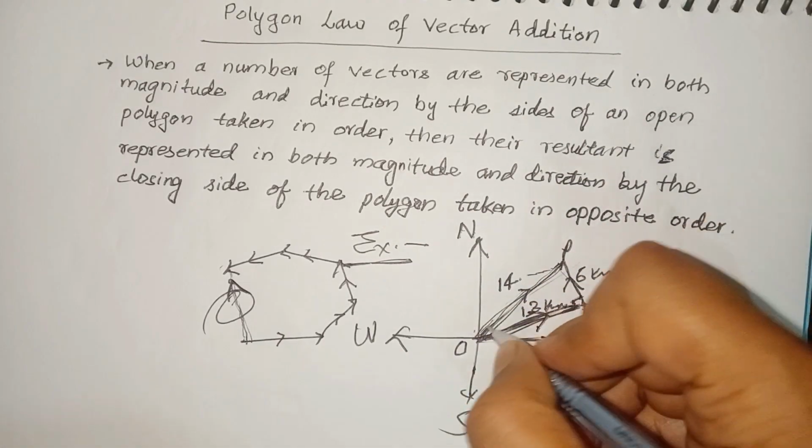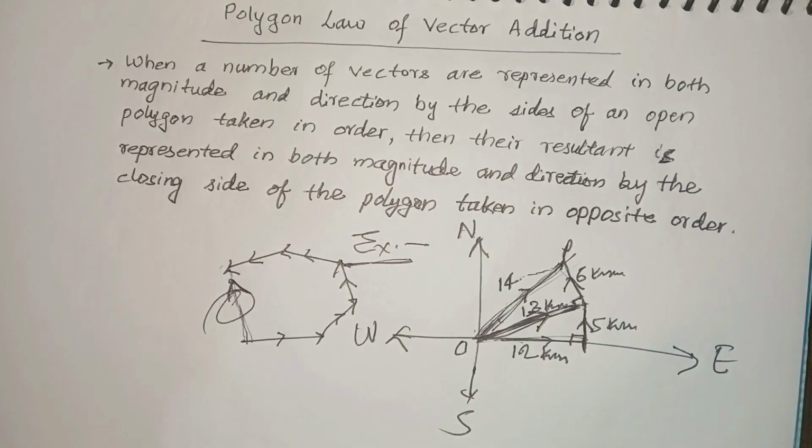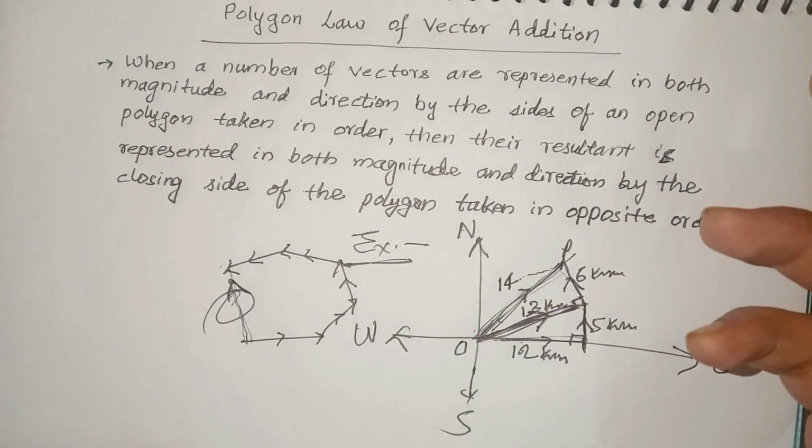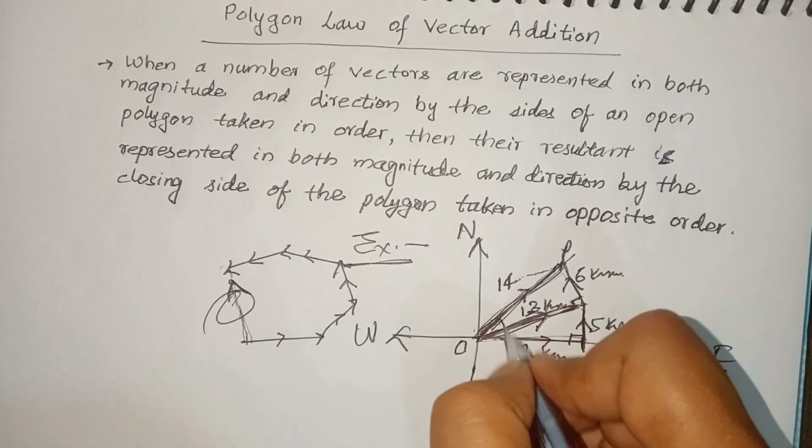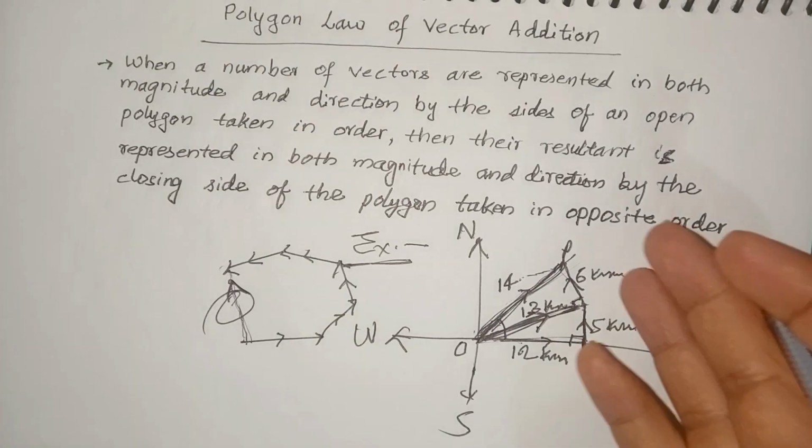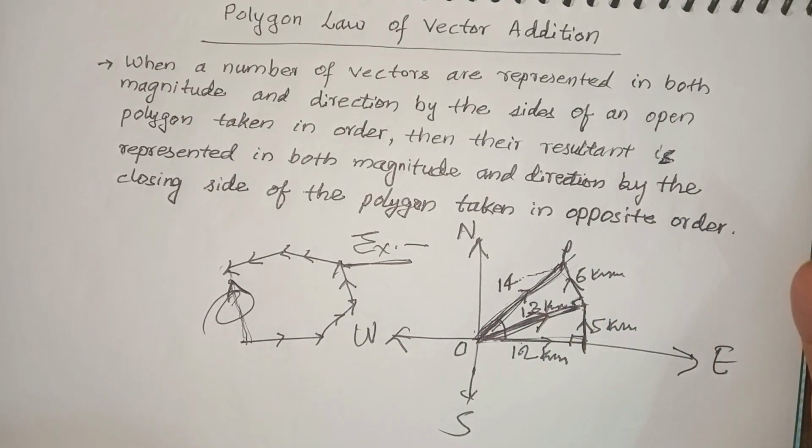And the direction is this. Magnitude will be 14 point something, and to find the direction, it will be this direction. You can find this angle theta, which is simply mathematics and nothing else.